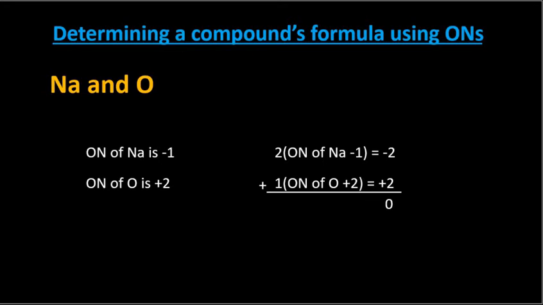Now what that means is you can look at these numbers right here and you should be able to determine the subscripts, those numbers written underneath, that are used for the formula. And you should get the answer of Na2O, to have 2 sodiums and 1 oxygen in order to figure out its formula.